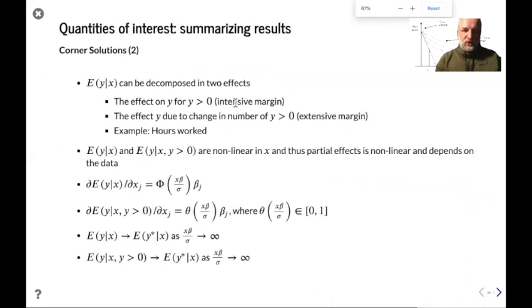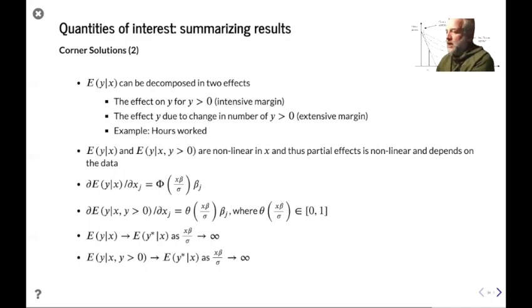I want to say a few more words about these corner solution outcomes. The conditional mean here can be decomposed into two effects, right? That's the effect on y when y is positive, which we call the effect on the intensive margin, and the effect due to a change in the number of people that have y positive. If you think about, say, hours worked, that would be the number of people who are participating in the labor market. That's what we usually call the extensive margin.